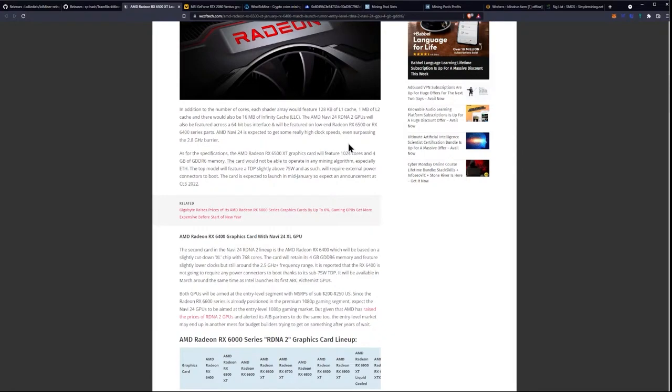96, yeah, 32, yeah, because it always goes up by 32 bits. So it was a 96-bit bus on the 3050. But it's also expected to get really high clocks, but that's going to be on the core, so it shouldn't really impact mining at all.